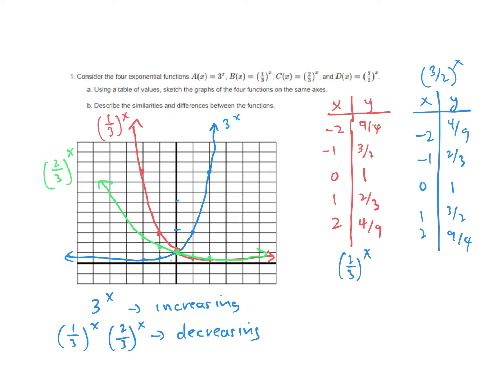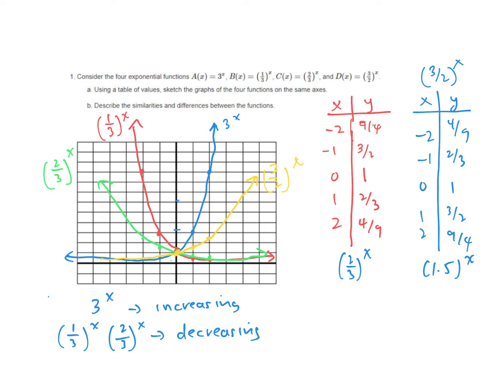So let's do this one in yellow. So we have 0, 1. We have 1 and 1.5. We have 2 and 2 and a bit, so let's put it there. And then on the other side, we have 2/3, about there and there. So this is 3/2 to the power x. So 3/2 to the power x is the same as 1.5.